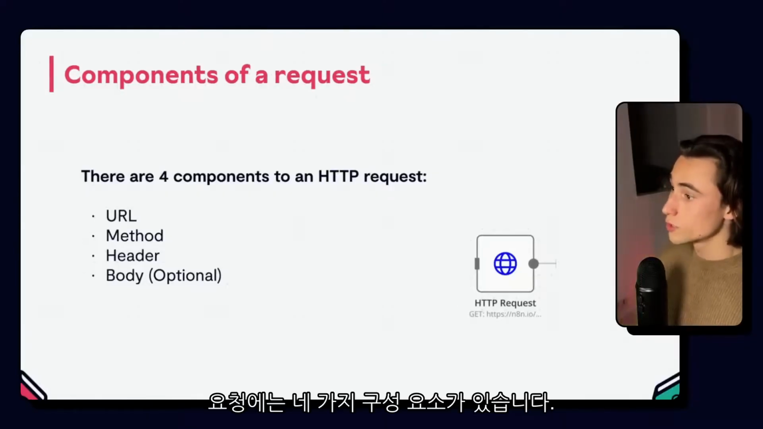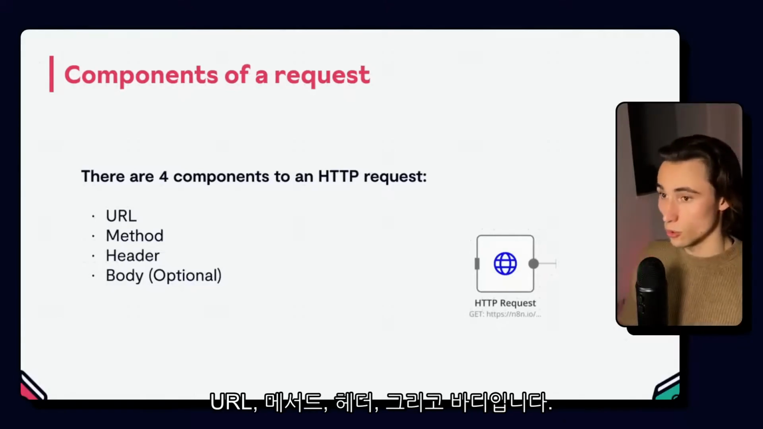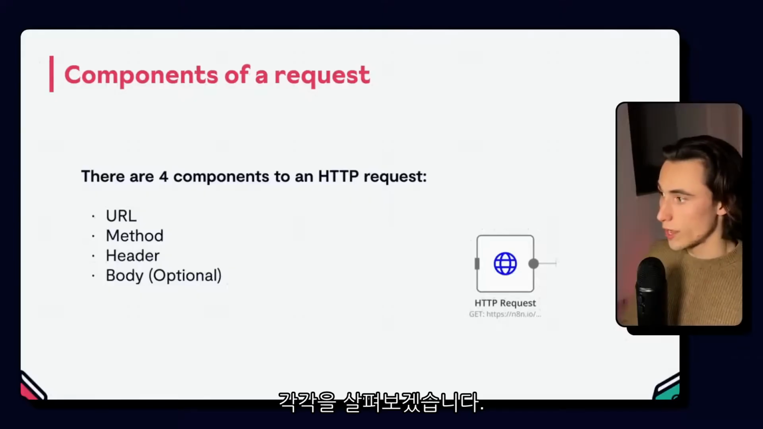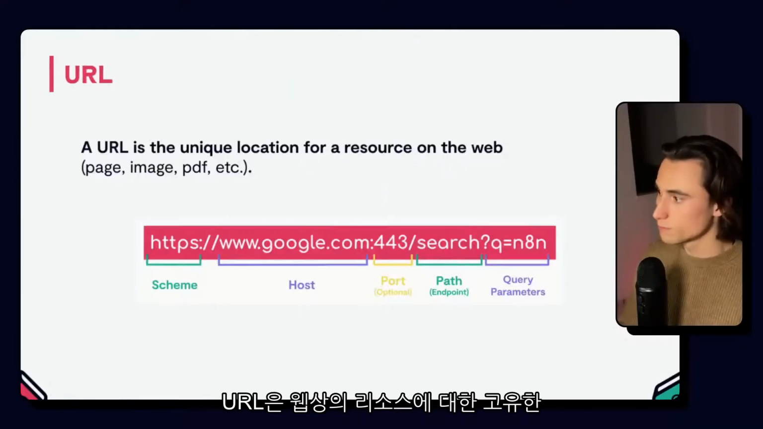There are 4 components to an HTTP request. There is the URL, the method, the header, and the body. Let's look at each one of them.